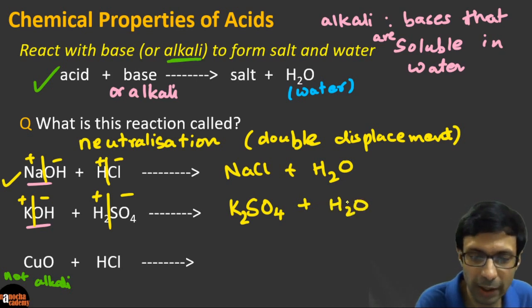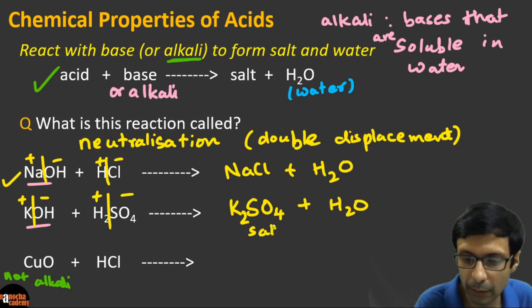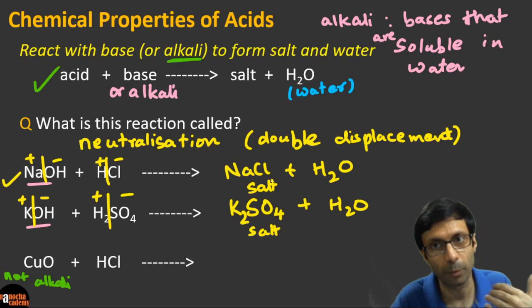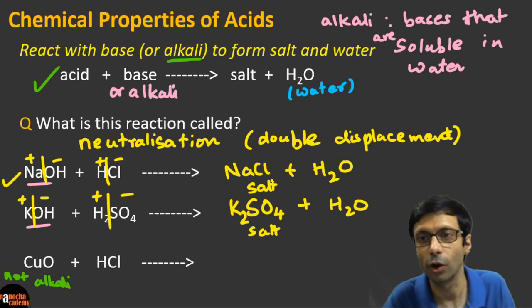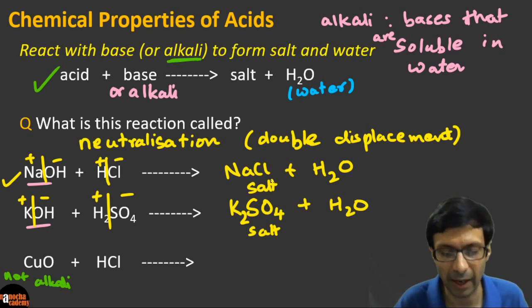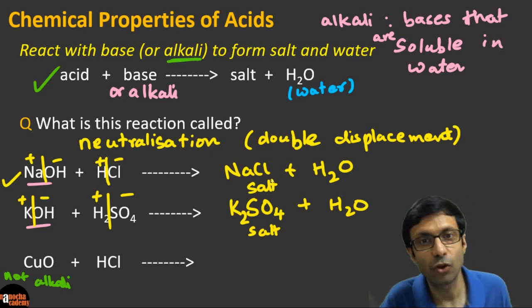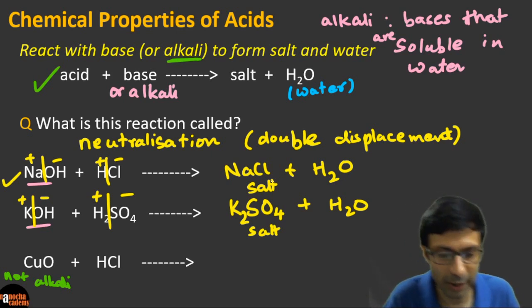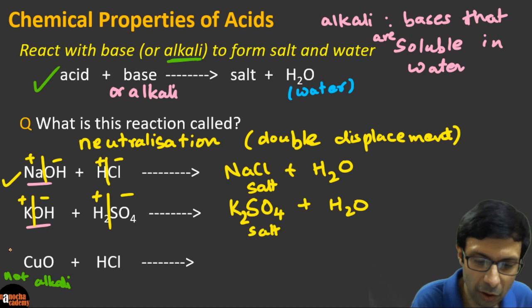So this is the salt that is formed. Can you see the salt here? Same way the salt is here. So sodium chloride is not the only salt. Potassium sulfate is also called a salt because it contains a cation and an anion, right? Potassium ion and the sulfate anion. Okay, so guys, can you try to predict the next one where copper oxide is a base? It's not an alkali. So guys, can you try this one? What will be the answer for the last one?